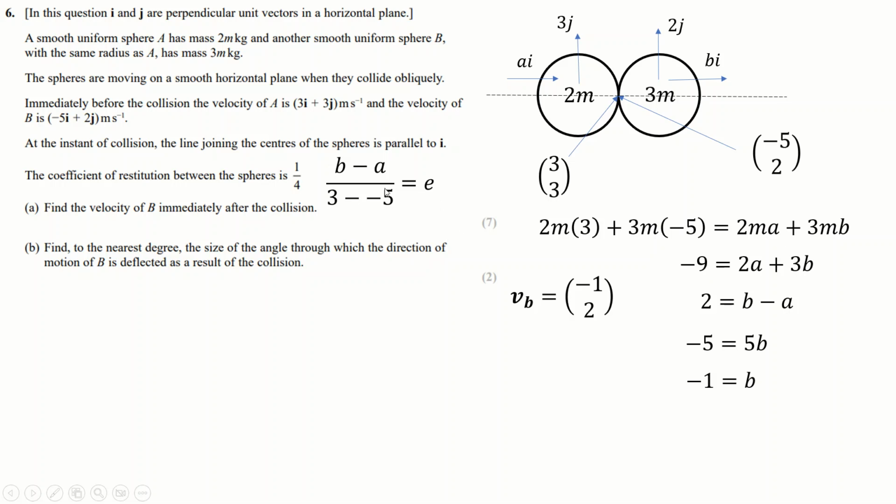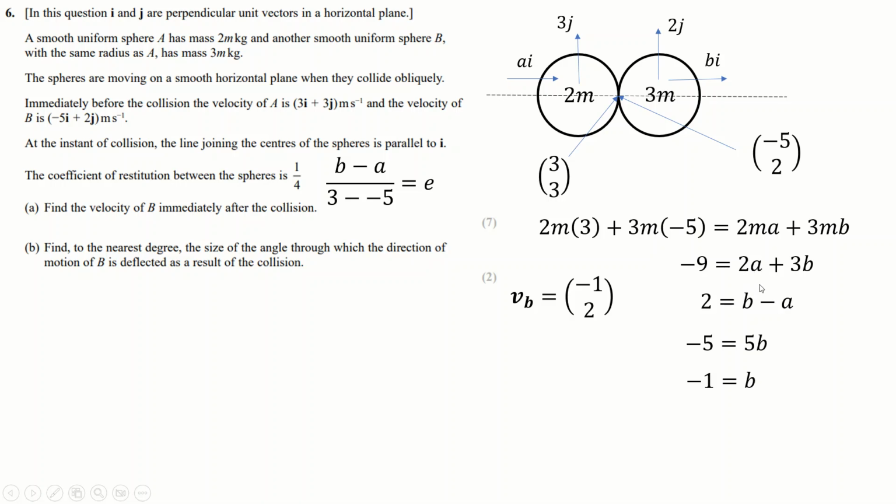And then we have the coefficient of restitution, which we again considered just horizontally. So b minus a is the speed of separation, divided by the speed of approach, which is 3 minus minus 5, which is 8, equals a quarter. 8 times a quarter, I believe, is 2. So we get b minus a as 2.